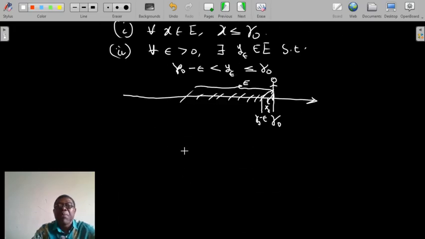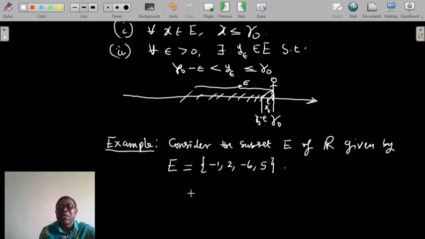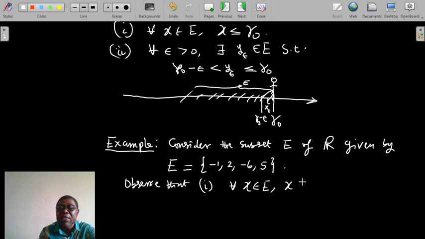Now, having put down the characterizations of the supremum of a subset of R that is bounded above, I think maybe we'll take some examples. Let us look at the following example. Let us consider this set. I want us to observe that for any x we pick in that particular E, x is less or equal to 5.